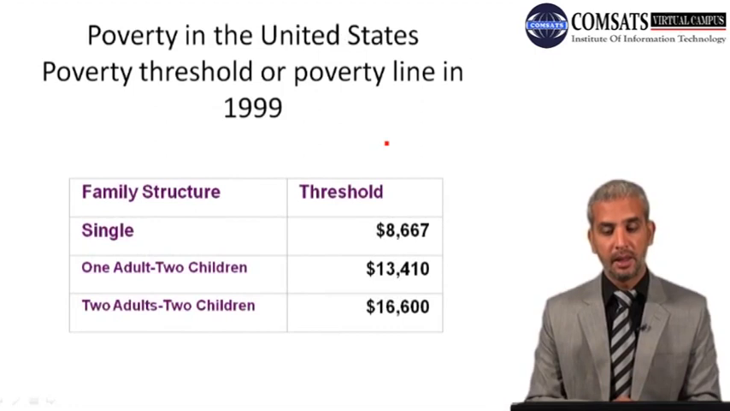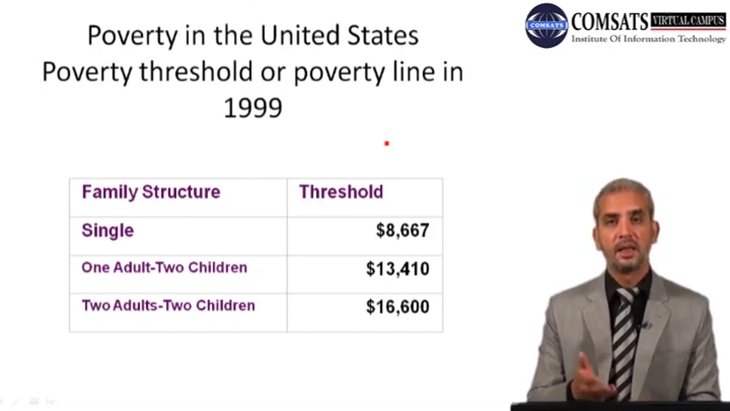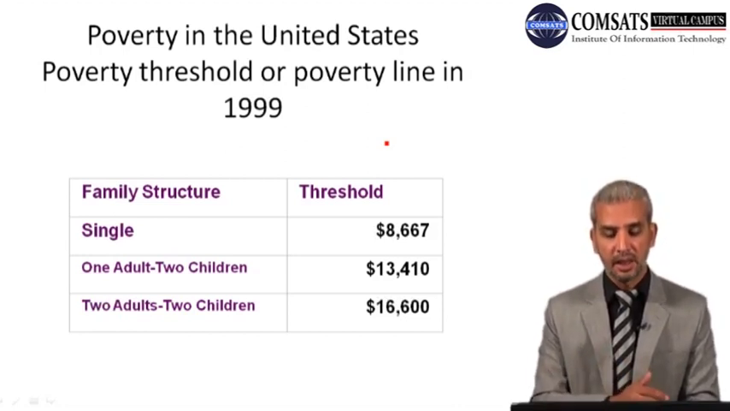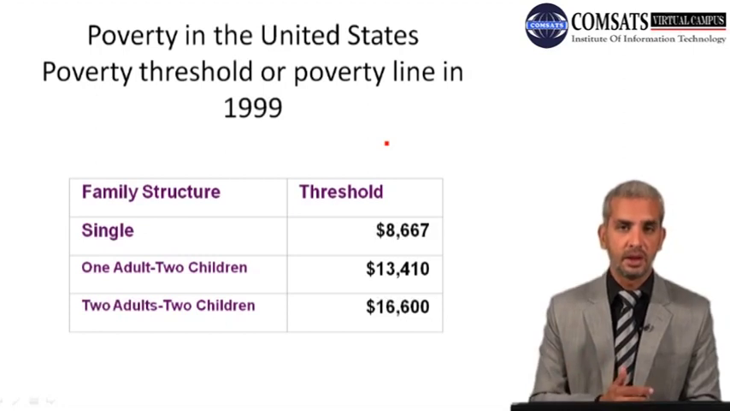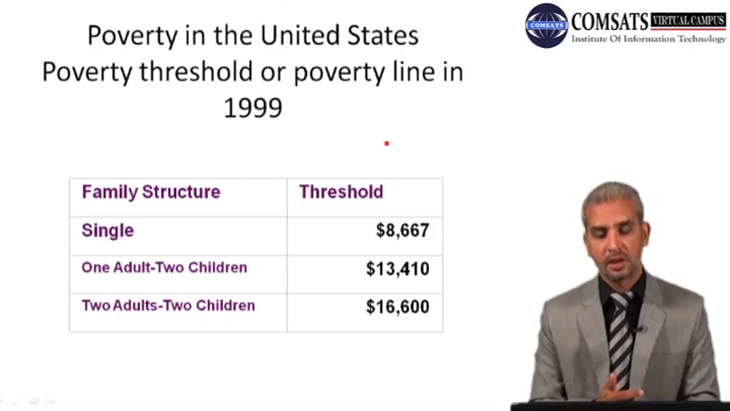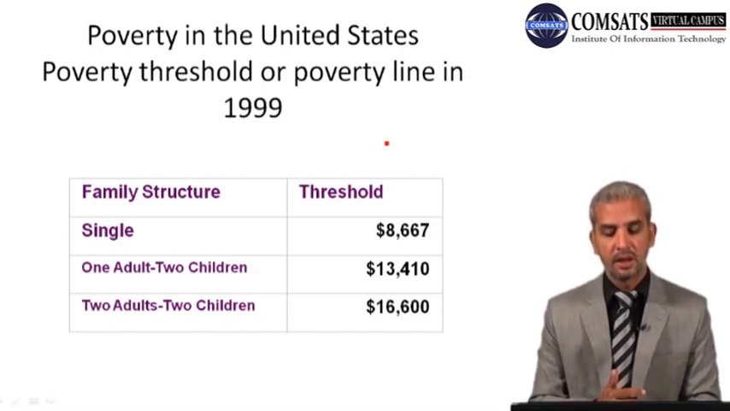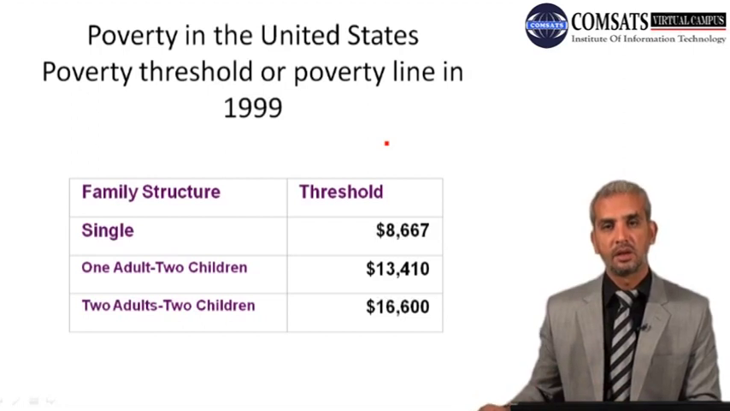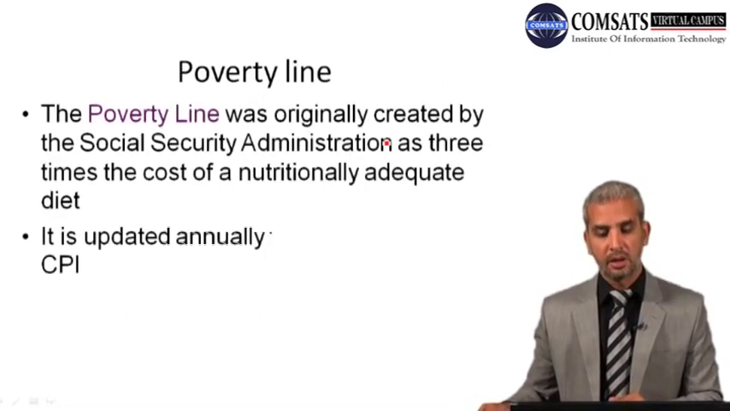Now, how would they define their own poverty line? We will discuss that in the next slide. Poverty in the United States. The poverty threshold, or poverty line, in 1999 was established at $8,667 per year for a single individual. For one adult and two children, it was $13,410 per year, and for two adults and two children, it was $16,600 per year. These were the thresholds.